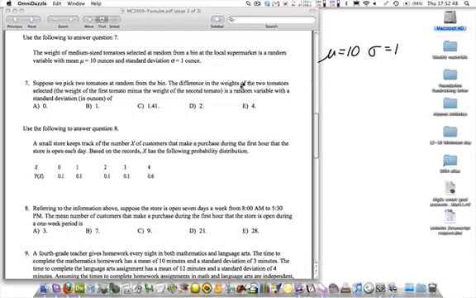Okay, and what we have to do is look at the difference in the weights of the 2 tomatoes. The weight of the first tomato minus the weight of the second tomato. And we'll call that W. So W is a random variable also, and what they want us to do is find the standard deviation of W. So we can do that.